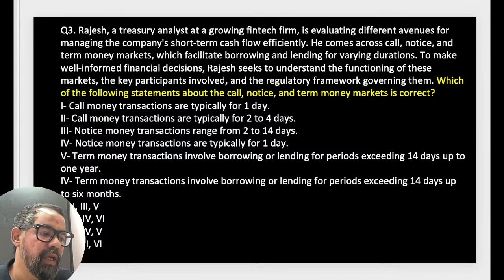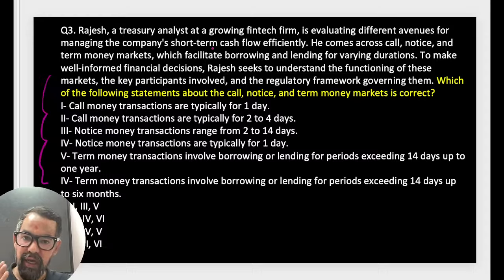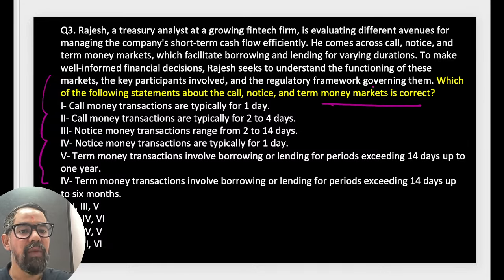Now I'm getting your answer. Okay. The next question is about call money, notice money, term money. In this particular case, you just have to avoid the story. Sometimes this will happen. So first read the question. Which of the following statements about call, notice and term money market are correct? That means we do not need this story, right?